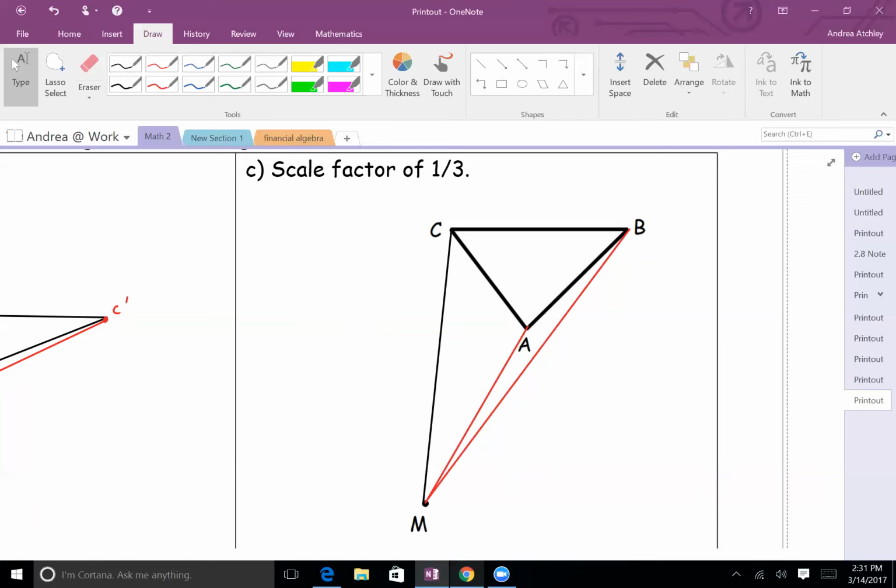Okay, so this is gonna be a little bit more difficult because we have to not increase it by a length, we have to decrease it, okay? We need to decrease it to 1/3 of it. So we need to measure 1/3, okay? Give me 1 second, I'm gonna show you how to do that.